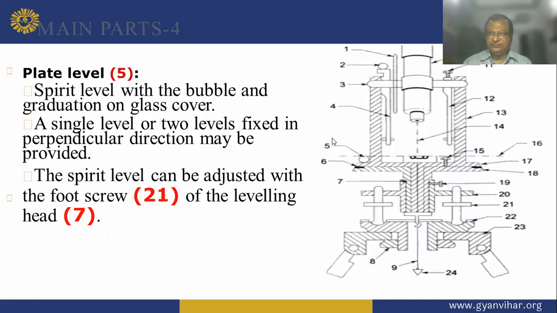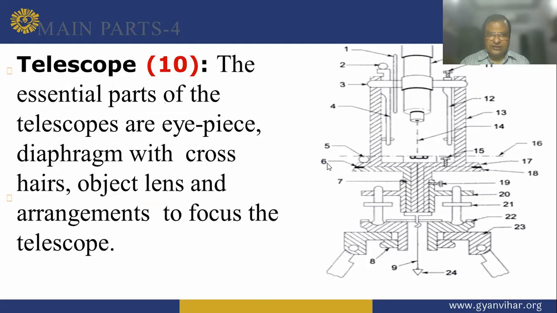Main part 5, the spirit level with the bubble and graduation on the glass cover. A single level or 2 levels fixed in the perpendicular direction may be provided. Now important is the telescope. The essential parts of the telescope are the eyepiece, diaphragm with the cross hairs, object lens and arrangement to focus the telescope.